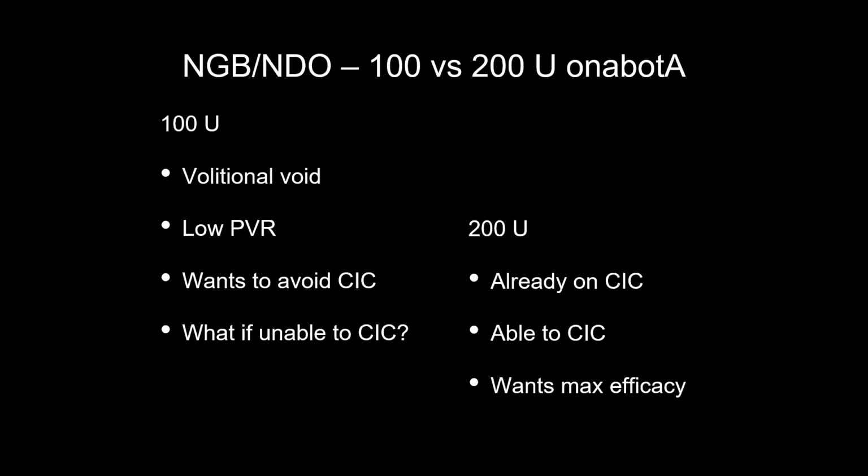So when you're deciding 100 versus 200 in the neurogenic, 100 is for your volitional voiders with low PVR, you want to avoid CIC or you can CIC, and then 200 if you're already on CIC, you want maximum efficacy. Now, that last bullet on the left there, what if unable to CIC?